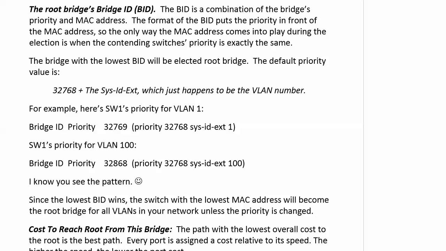The default priority value is a good thing to know. It's 32,768 plus the sysidx, the system ID extension, which just happens to be the VLAN number. So, for example, here's switch 1's priority for VLAN 1. Your switch will have different priorities for different VLANs. I took this from the switch, and we'll see that in a moment as well. But you can see here a bridge ID priority 32769. Whenever you see bridge ID, it's referring to the local device. And right next to it, it says priority 32768, sys ID extension 1. The same switch's priority for VLAN 100 is 32868, and where do they get that? The default priority of 32768 plus the sysidx 100.